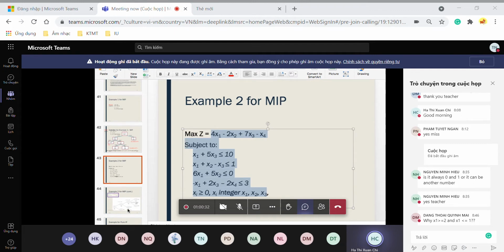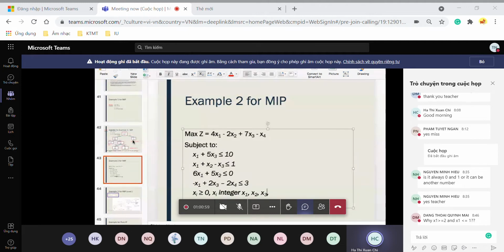But actually, if you want to solve that, we still use simplex methods, right? We still use the simplex method to solve a small problem. We deal with a small problem. So here we have 1, 2, 3, 4. But just only 3. Only 3.